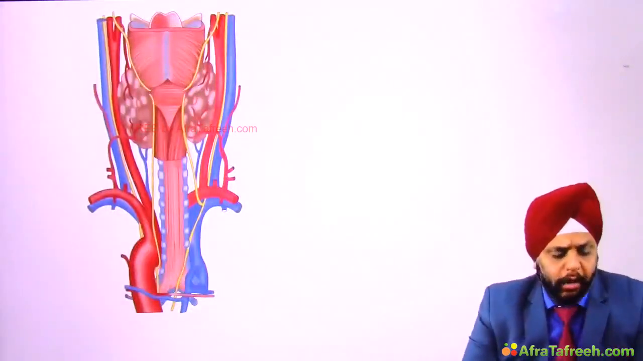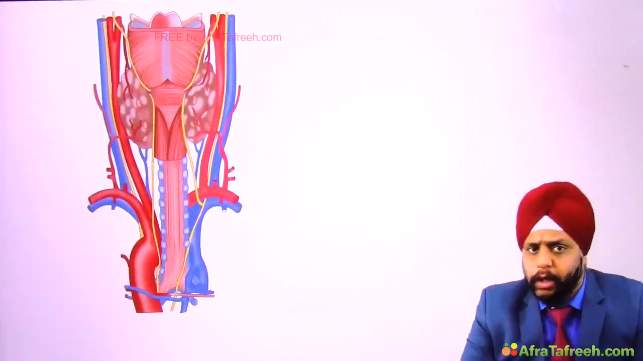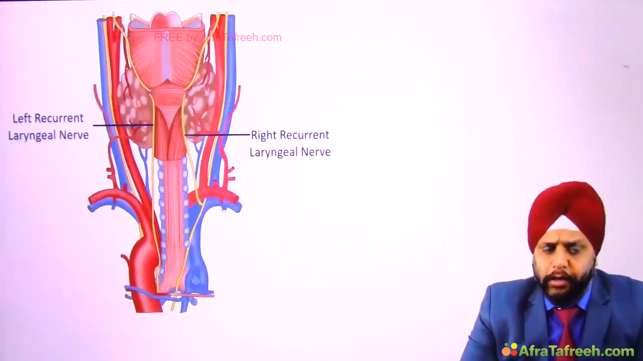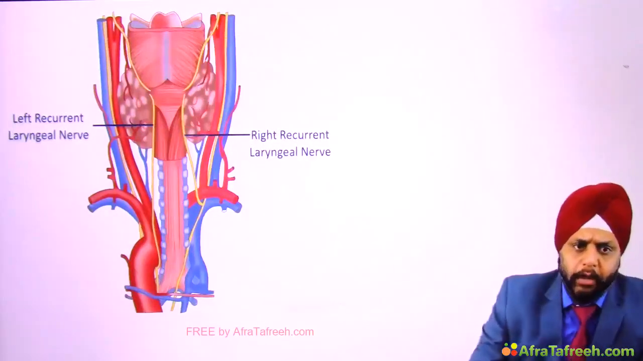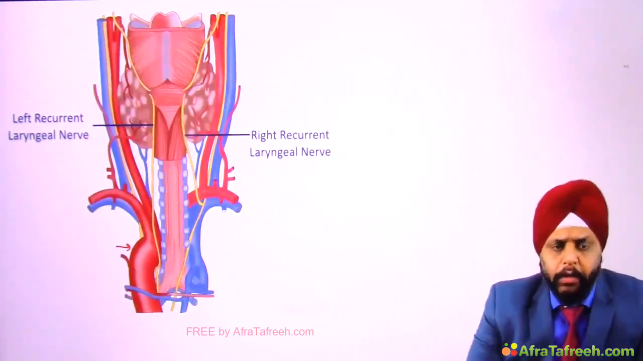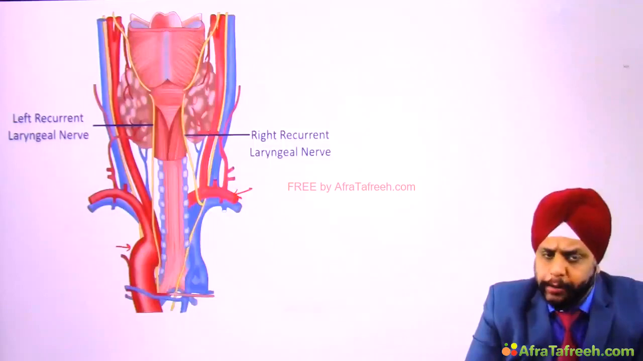Okay, now this is the posterior view of the neck. We can see the trachea, the thyroid gland, and the right and the left recurrent nerve. Look at the left one. It is coming back from the arch of aorta. Now the right one is coming back from the right subclavian artery.